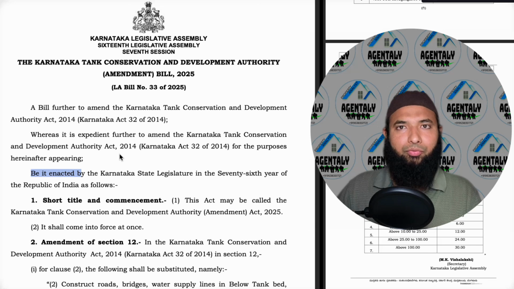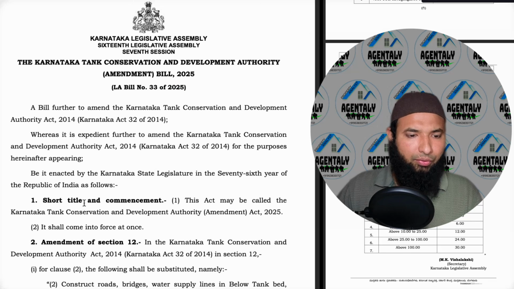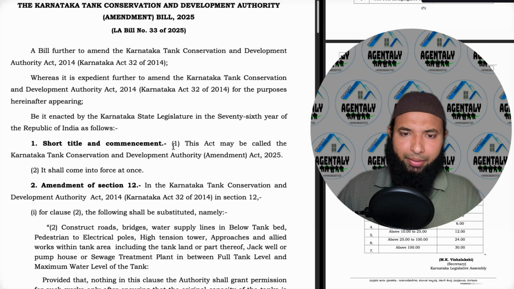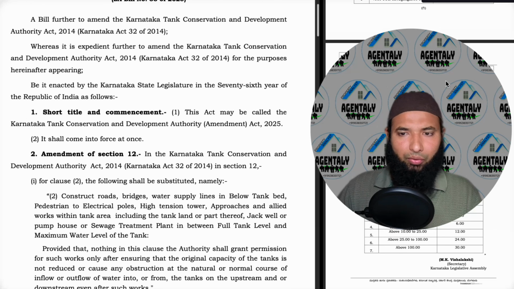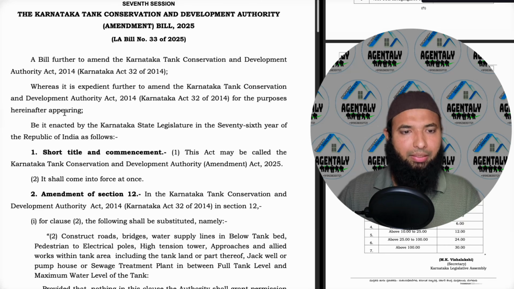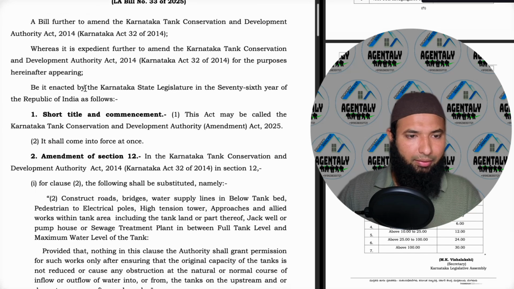Maybe on 5th of August this became an Act, that is 33 of 2025. Act number 33 this becomes then. So it has been implemented already. That means only now the correction has come up. So let us further understand what is being implemented. This is very clear, it is being enacted.